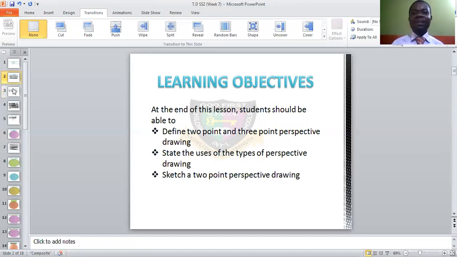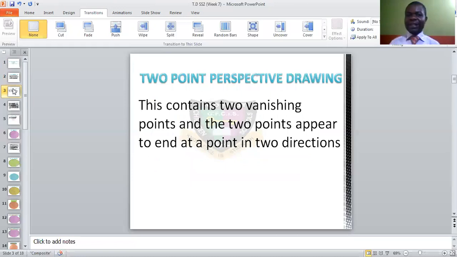Now, let us look at 2-point perspective drawing. This one contains two vanishing points. From the name two, it has two VPs, one at the left, one at the right, or one at the top, one at the bottom, as the case may be. The two of these VPs appear to end at a point in two directions. That is, the orthogonal lines come to converge at this side. They also diverge, that is, they scatter from that side, and they also diverge from the other VP.